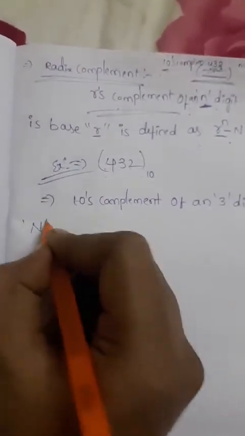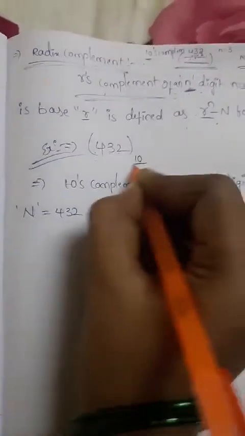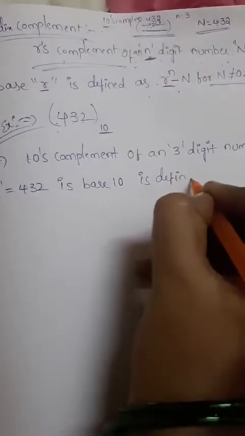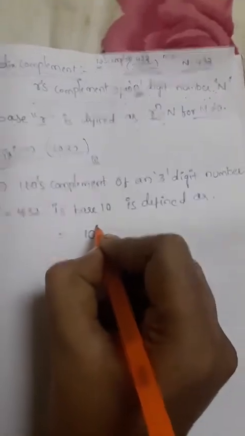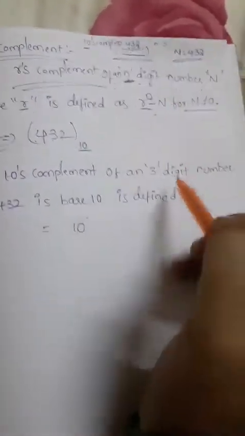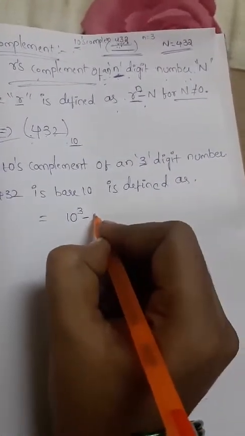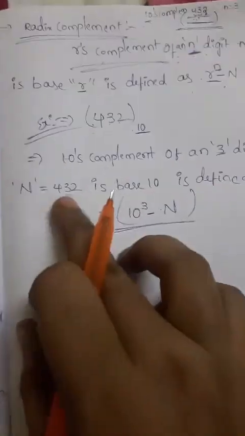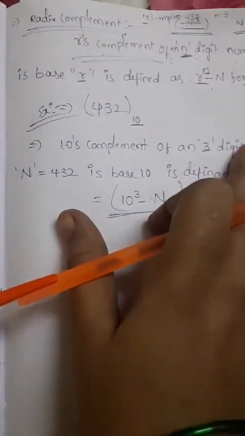So N is equal to 432, and the base is 10. What is the formula here? R power n minus N. Small n is the count of digits. What is the small n count? That is 3. So 10 cube minus that number, that is 10 cube minus N, where you can represent that number as 432. So this is the procedure for finding the radix complement.